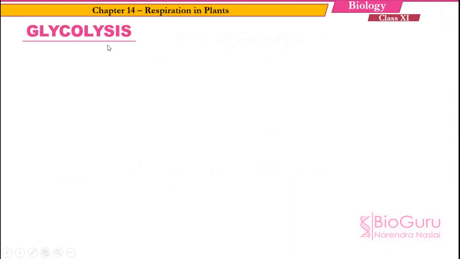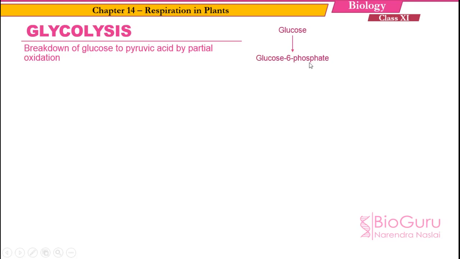So first, in cellular respiration, we are going to study about glycolysis. Now, glycolysis is the breakdown of glucose to pyruvic acid by partial oxidation. Here you can see one molecule of glucose is there, and this will be converted into glucose 6-phosphate, right? So here the phosphate group is attached to the glucose at carbon number 6. So because of that, now the glucose is called glucose 6-phosphate. Now from where is this phosphate coming? It is coming from the ATP.